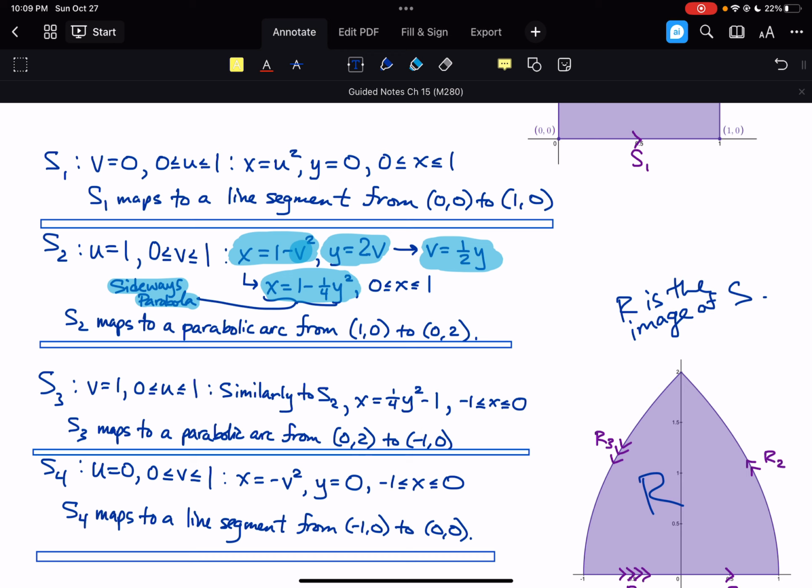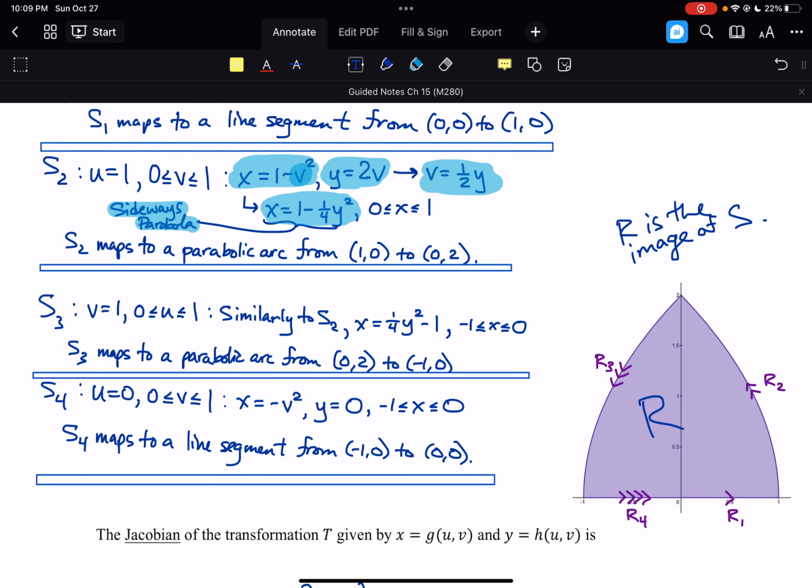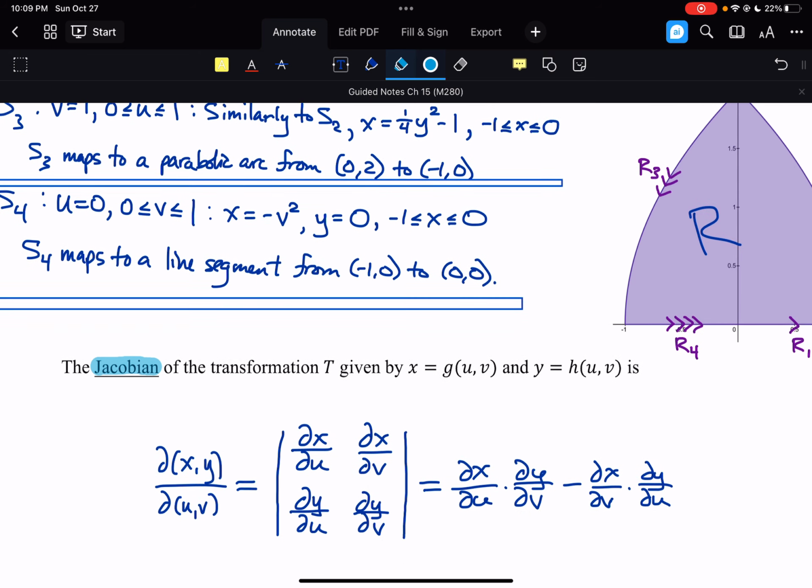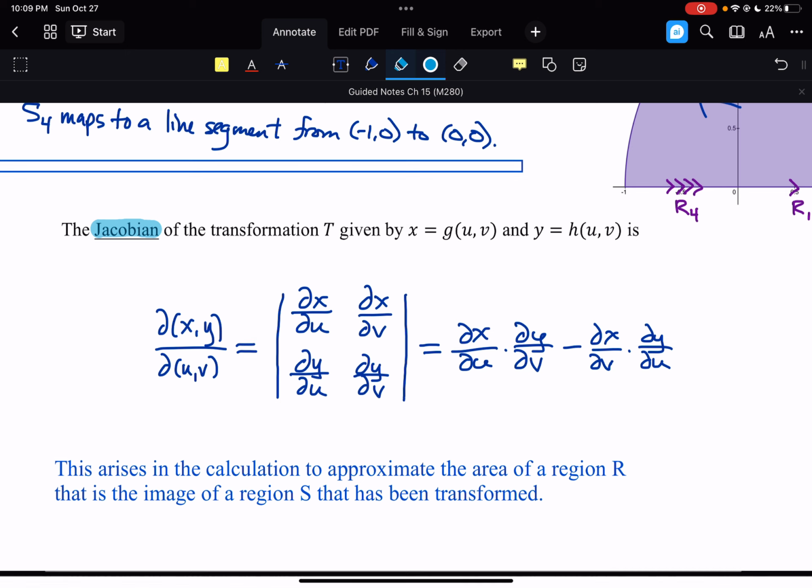Now, to see how this impacts our integration, we need to introduce a new piece of terminology, a new formula. And this is the idea of the Jacobian of a transformation, given by this formula. The Jacobian of the transformation T, given by x and y in terms of u and v. The formula looks like partial differentiation right here. This is just kind of a general notation, but it looks like partial of (x, y) over partial of (u, v). This is equal to this 2 by 2 determinant.